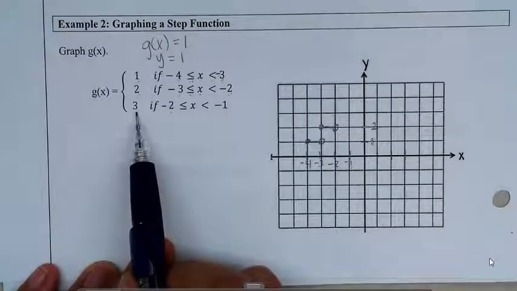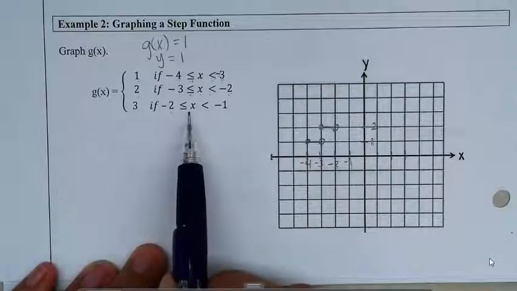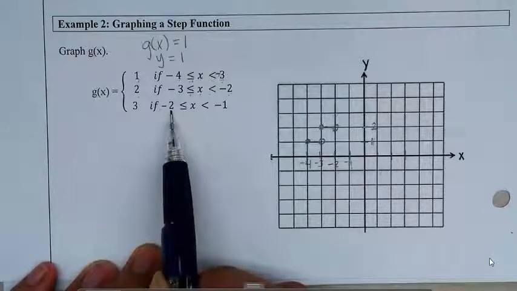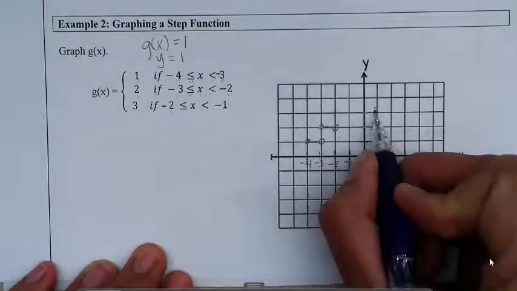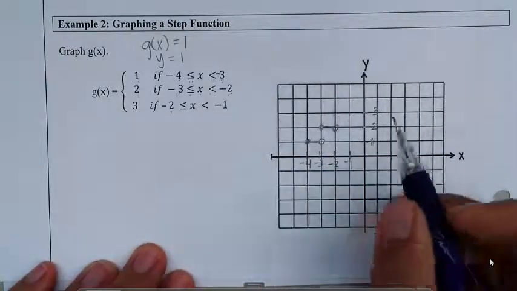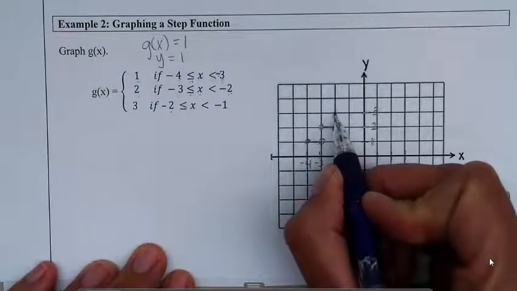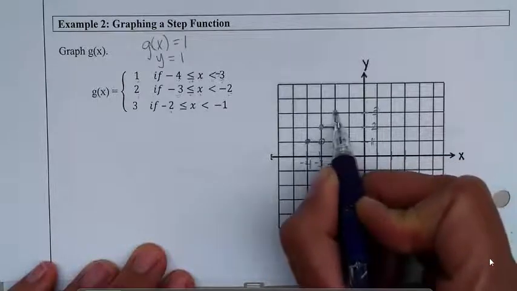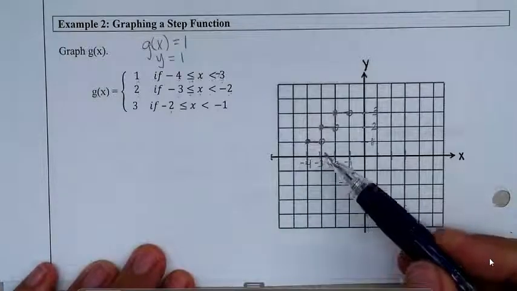All right, so let's do the last piece here. y equals 3, if x is greater than or equal to -2 and less than -1. Okay, so again, y equals 3 is just that horizontal graph. And it's going to go from when x is equal to -2 and bigger all the way to -1. So you end up with this step function.